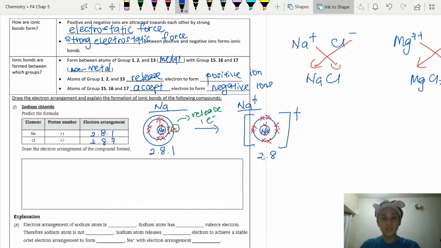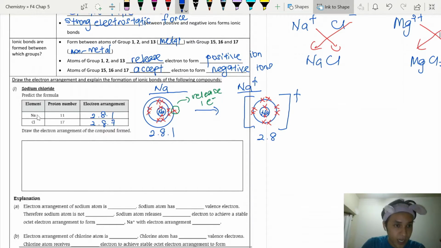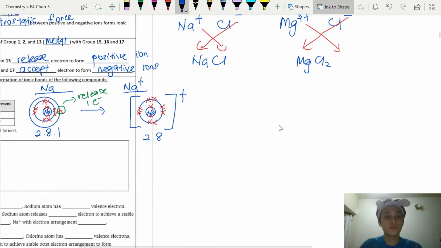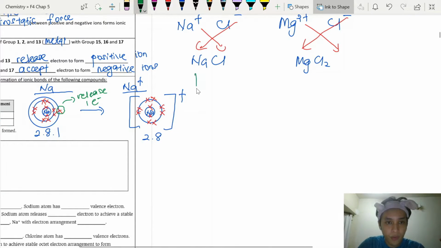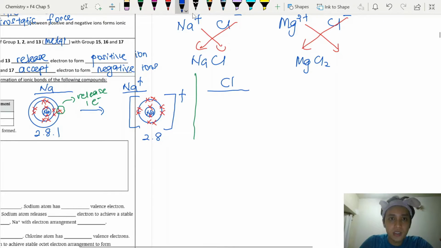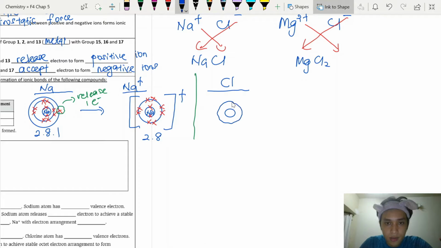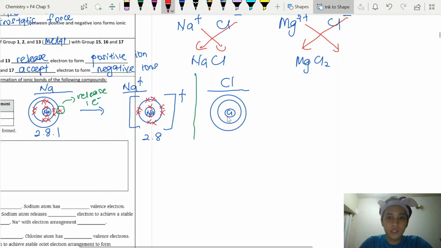Next we are going to look at chlorine. I'm going to draw chlorine here. Chlorine atom, electron arrangement 2, 8, 7. So draw a circle, draw nicely. Chlorine, you have 2.